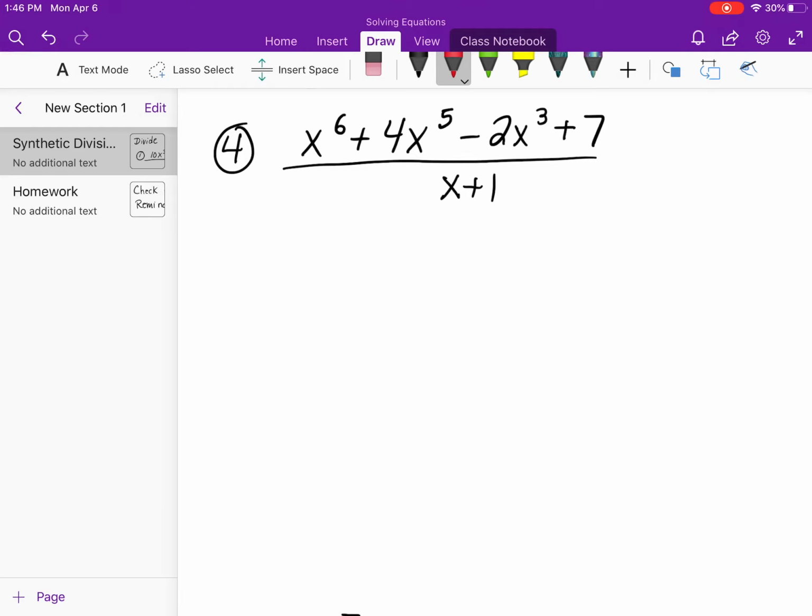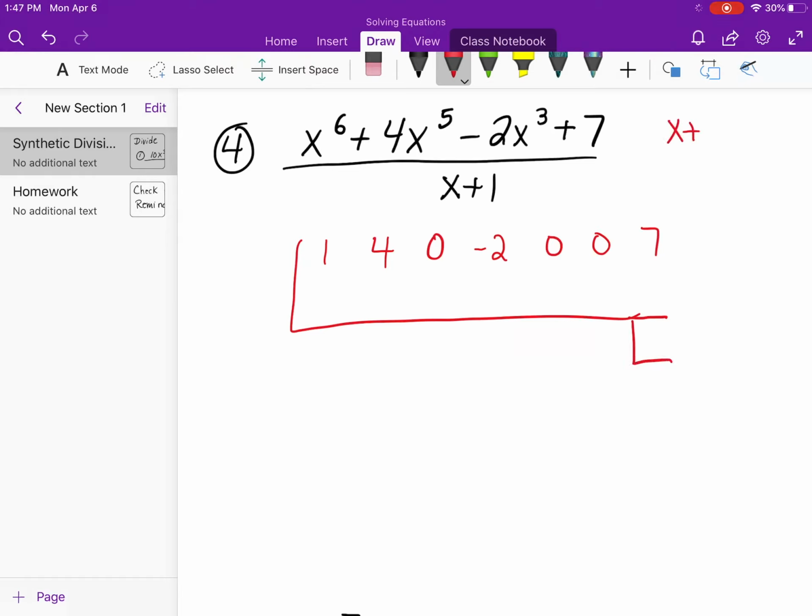So I'm going to need a lot of placeholders. So I would put 1 and then a 4, and then because I don't have an x to the 4th, I'll put a 0. And then I do have an x to the 3rd, so that's -2. I don't have an x squared or an x, so that's 2 more zeros, 0, 0, and then a 7. Okay, so now I need to take the x plus 1, set that equal to 0, subtract 1 from both sides, so I end up with x equals -1. That goes on the outside of your synthetic division bar.